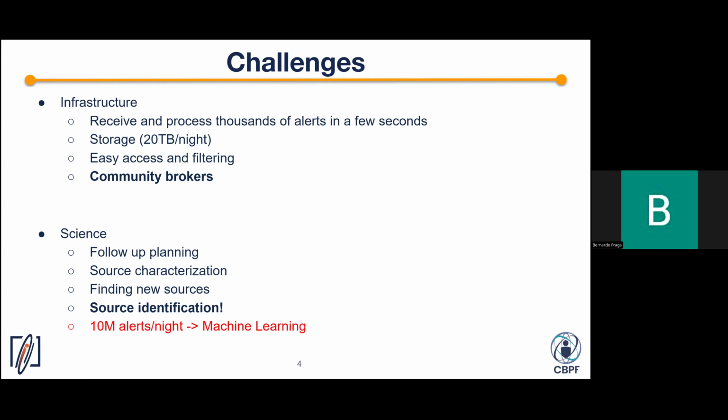And given that we will go to fainter magnitudes, fainter objects, the possibility of finding new sources is actually very large. It's actually very big. But this all comes down to the first thing that we need to do, which is source identification. And this is the problem that I'm trying to tackle here, which is basically building light curve classifiers to identify the sources for these 10 million alerts that we will receive per night.